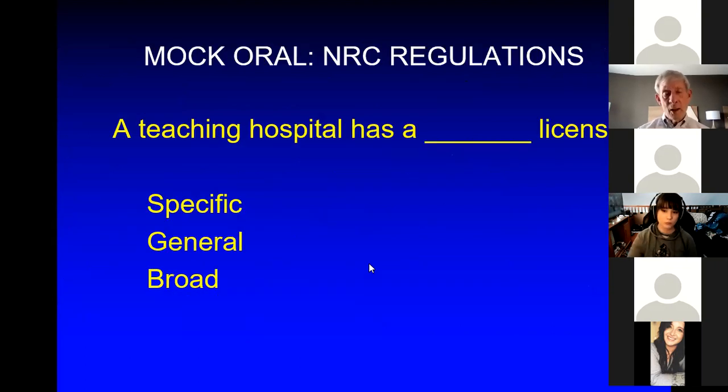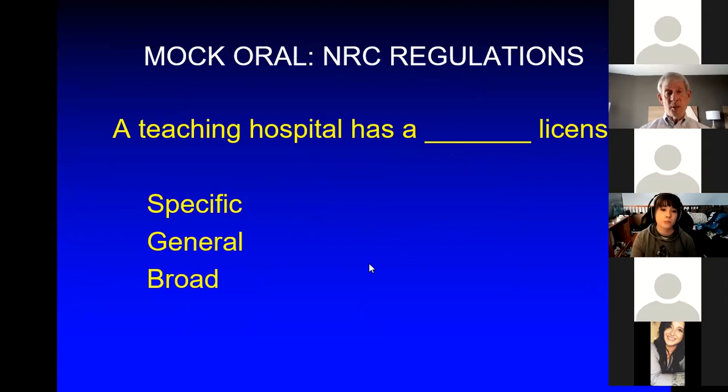What kind of radioactive materials license does the hospital have where you do your training? Specific or general or broad? Broad. Good. A broad license is a license that lets a hospital use any isotope of any element in the periodic table for any reasonable purpose, for any reasonable quantity.